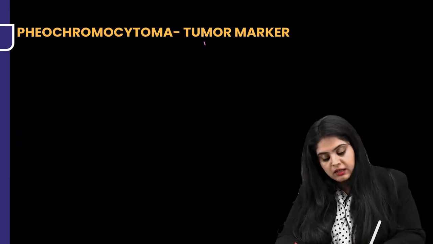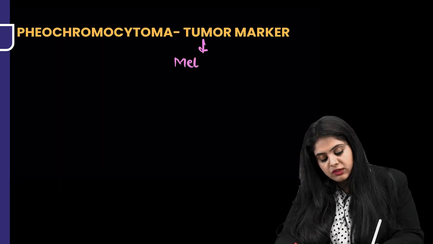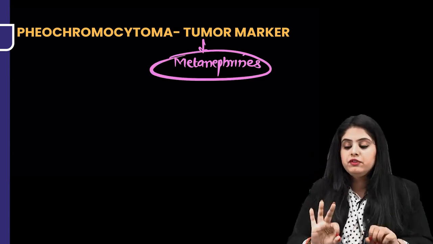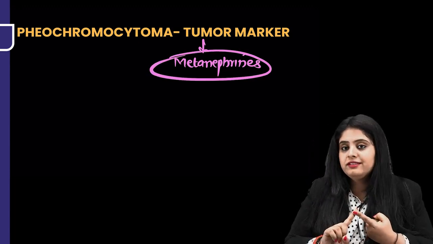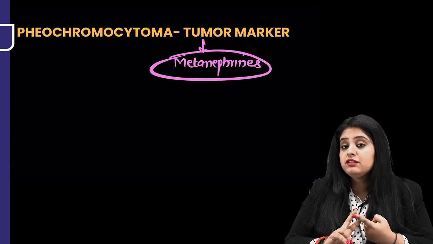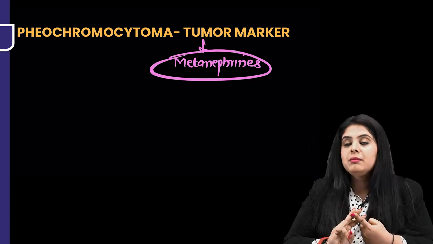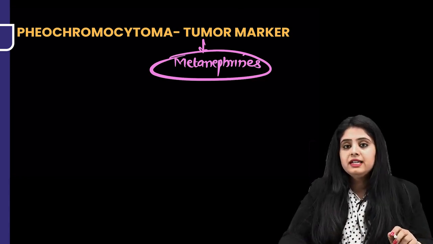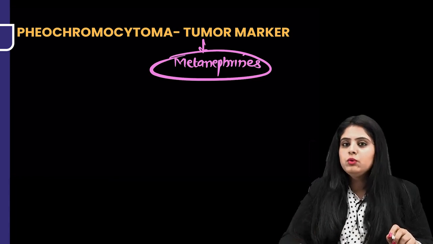What is the tumor marker? We know the catecholamines or the metabolites, that is metanephrines. Metanephrines are going to be the tumor marker. So like I said, 3 points about pheochromocytoma. You should know the rule of tens and the familial genes. You should know the microscopy, the sustentacular cells especially, and you should know the tumor marker, which is going to be the metanephrines.